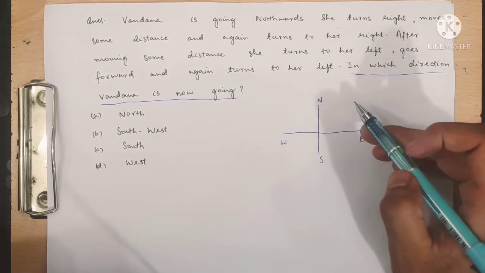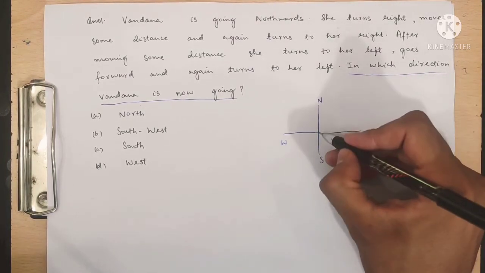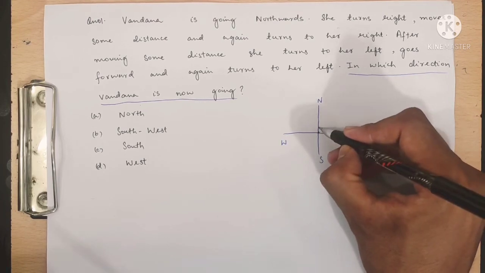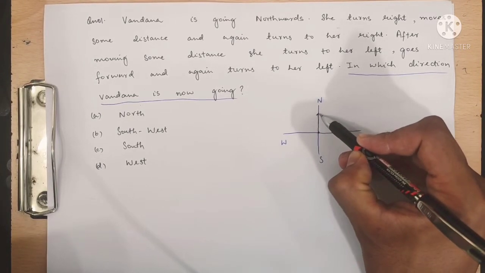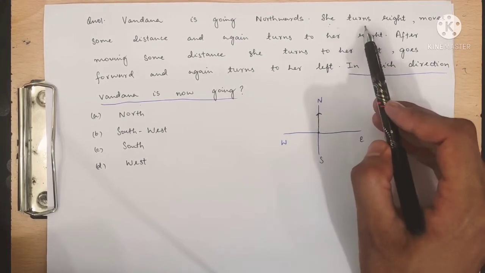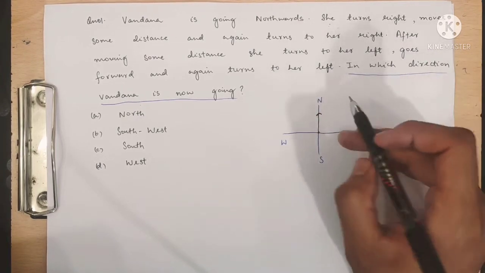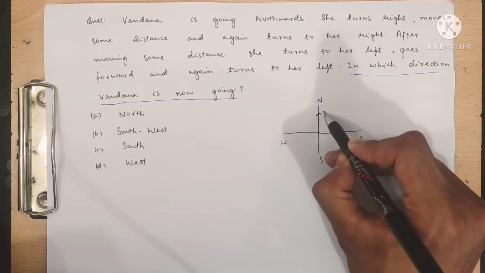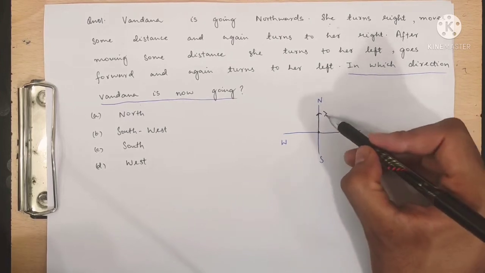Got it? So Vandana is going northwards, so she is moving from this point, northwards. Northwards means towards the north. Suppose she is here, it's not given how many kilometers she has done, so we will assume that she is here, but she is facing towards north right now, because she is moving towards northwards. Then he says she turns right. So if she is facing towards the north, what's the right? When she faces towards right, she is looking towards this direction. So she moves north, then she is facing towards right.